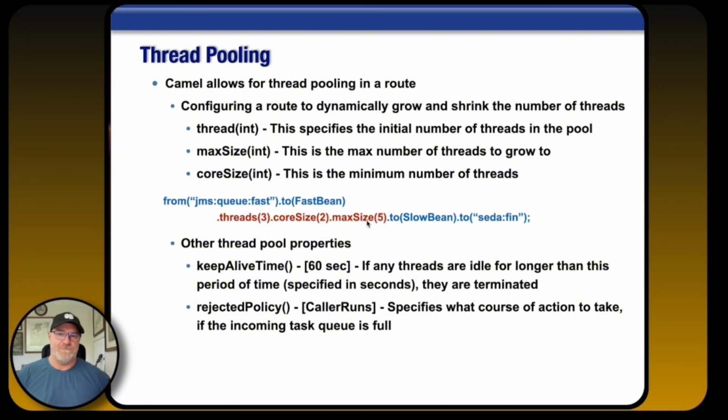Let's say you have only a certain number of cores on the CPU. You want to make sure that you're not just exploding this out. So in this case, let's say we've got 5 as a max. That's our thread pooling configuration. And then there's other pool properties that you can specify, like how long you want to keep the thread alive if it's idle for a certain amount of time, what your reject policy is, things like that. You have a lot of flexibility here.